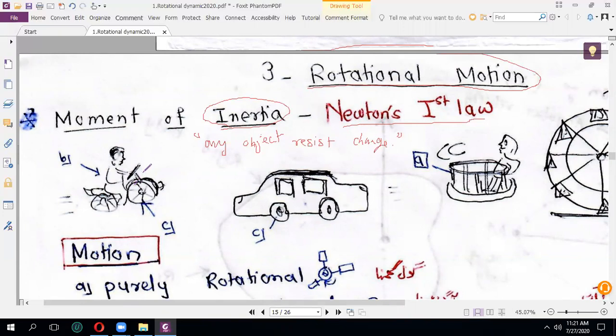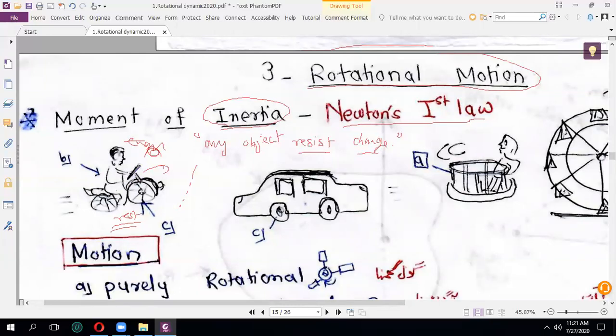For example, if the bike is moving and suddenly some person comes near, so they apply the brake. This means that if any object is moving, it wants to keep moving. In simple language, if an object is moving, it resists the change. It doesn't want to stop. If the object is at rest, it needs high energy to move. For example, if a bike is at rest and you want to move that bike, what do you need? You need high energy. Where does this high energy come from? We get this from the engine.